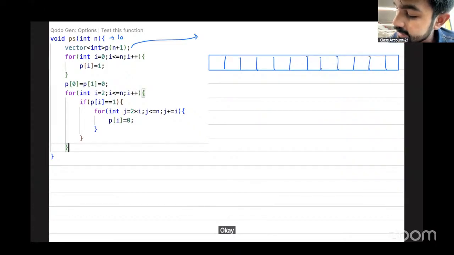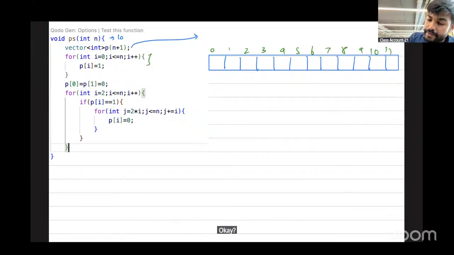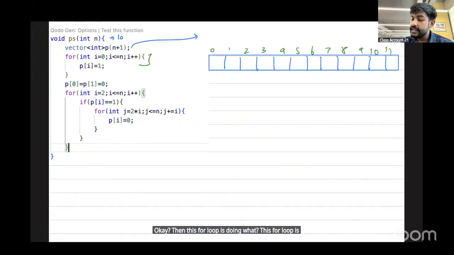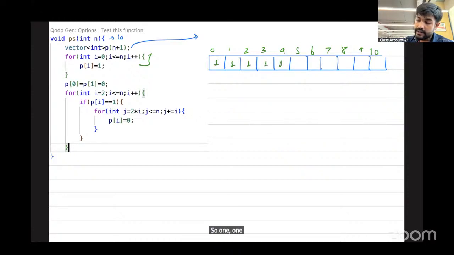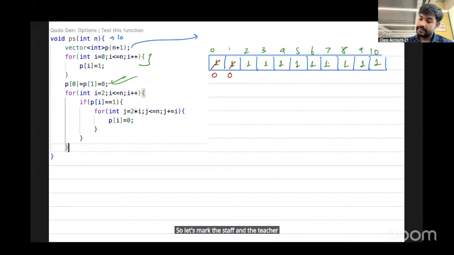Then what is this for loop doing? This for loop is basically setting all the values as 1. Done. Then we are marking the staff and the teacher, 0 and 1, as false. Then we are starting from 2. So when i is equal to 2, the value is 1.